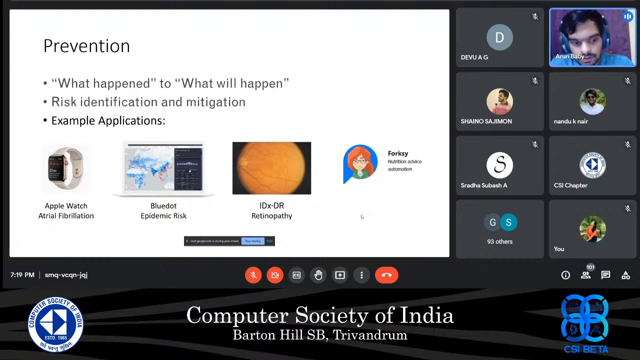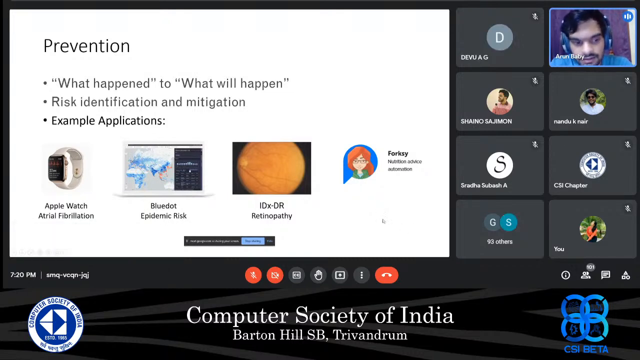Coming to the more personal health regime, retinopathy is the destruction of blood vessels in our eye. This can be detected very early using artificial intelligence by scanning the eye, and it is one of the first FDA approved solutions where an AI is used to detect the possibility of retinopathy.